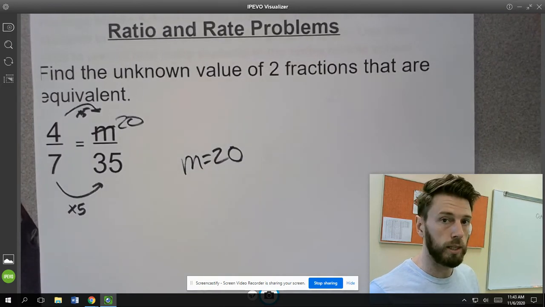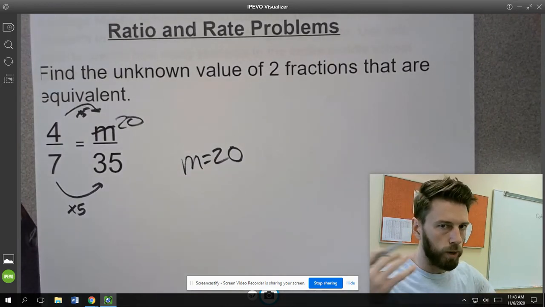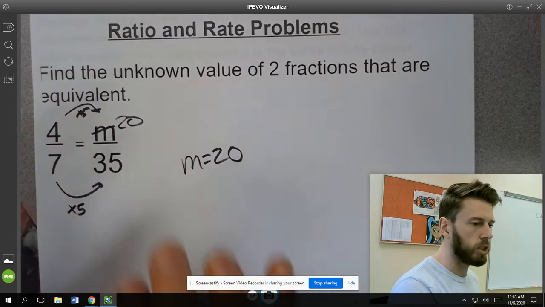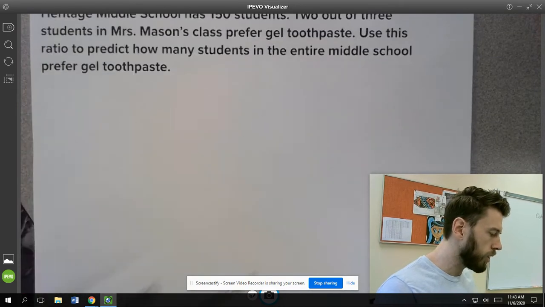And that's what we're going to be doing today. And we're going to be using some real world type of problems with it, but that's essentially what we're going to do. So let's take a look at a problem.